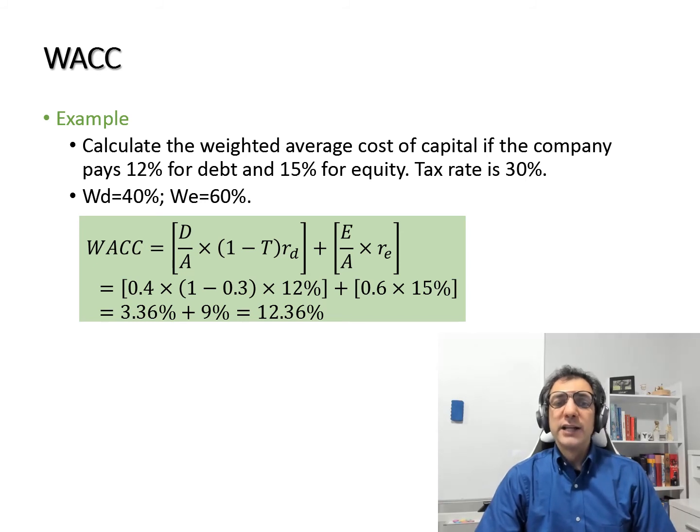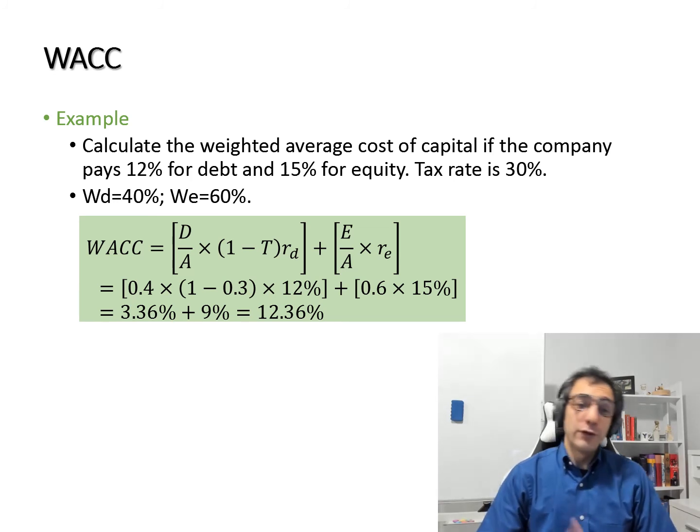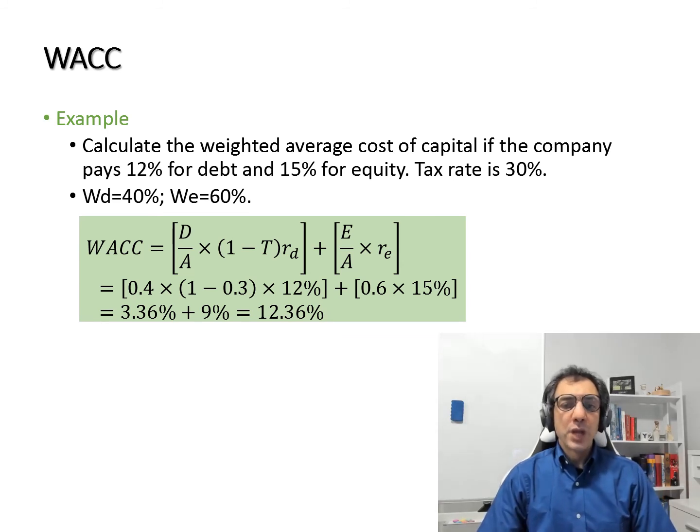In this case, the weighted average cost of capital becomes almost 12.4%, about 12%. That's your average cost of capital. And you see that the cost of capital is lower than the cost of equity. That's always the case. The weighted average cost of capital will be lower than the cost of equity.